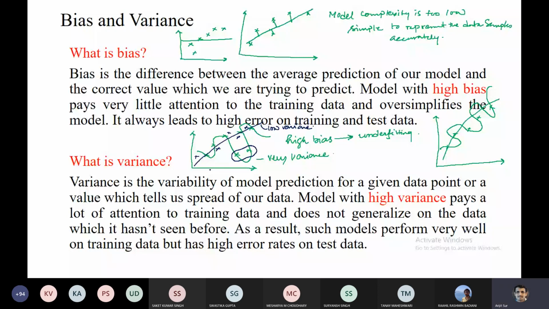Now, is it clear to everybody what bias is and what variance is? Because there are a lot of questions coming in. High bias leads to underfitting, which I am going to show, and high variance leads to overfitting. We need to look at this a bit.